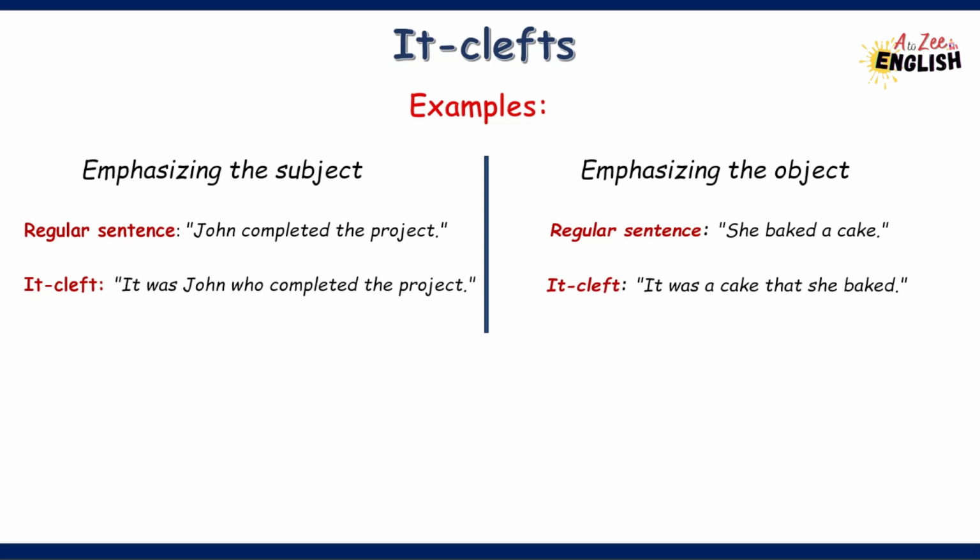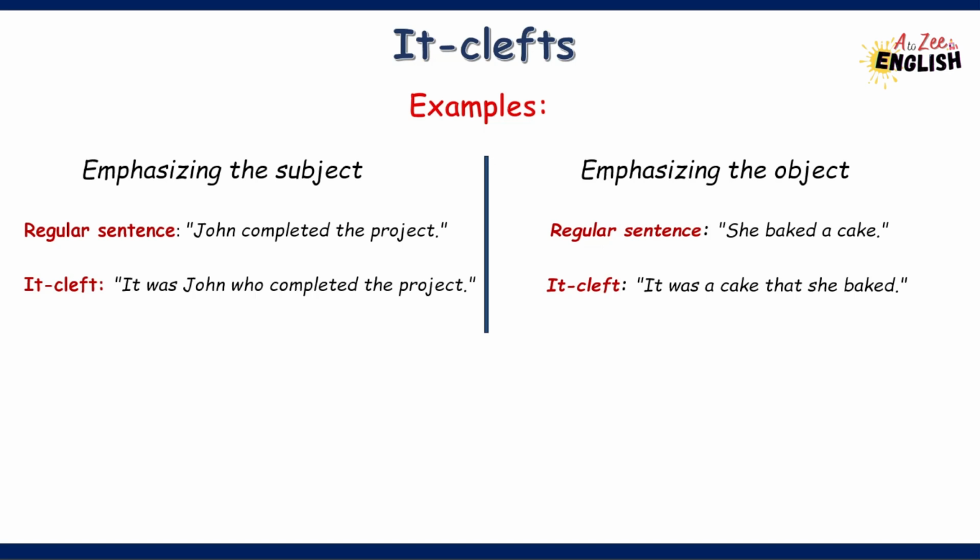So the regular sentence is a straightforward sentence where she is the subject, baked is the verb, and cake is the object. And the IT cleft sentence, it was a cake that she baked. So it was a cake emphasizes a cake as the object. That she baked provides the rest of the information.